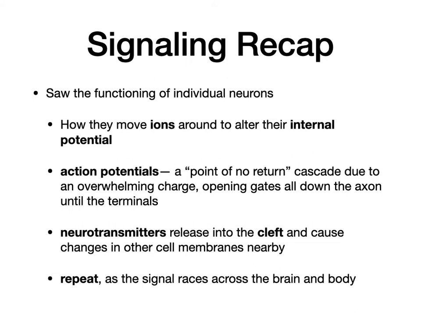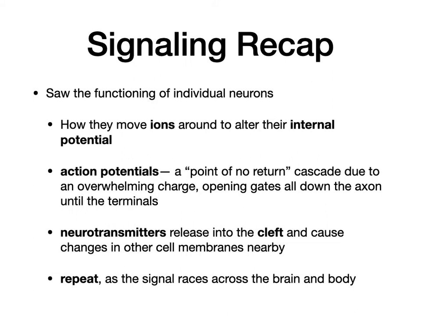Basics. Neurons will move ions around to change their potential. An action potential, that point of no return cascade, happens when there's an overwhelming charge, which opens the gates down and down and down until the terminal. And then neurotransmitters will be released into the cleft and cause changes in the cell membranes nearby, and then repeat as the signal races across the brain and body. The way you do anything is because of this kind of signaling.